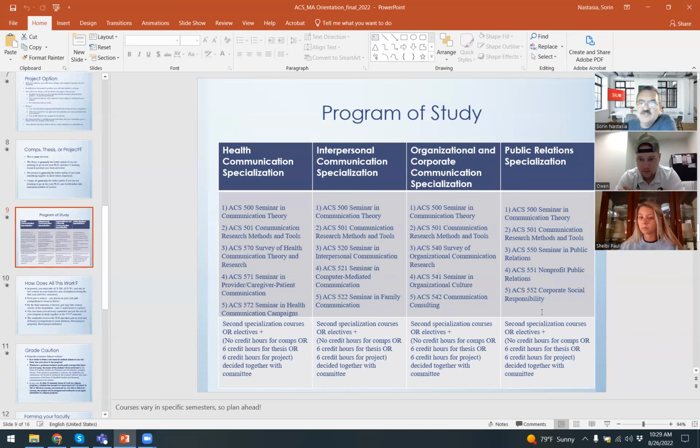So courses 1, 2, and 3 are the core courses to satisfy the requirements for that specialization that will be written on your diploma. And then at the bottom, as we discussed, second specialization courses or electives. No credit hours for comps, or 6 credit hours for thesis, or 6 credit hours for project. So take all those into consideration when you think about your total of 33.